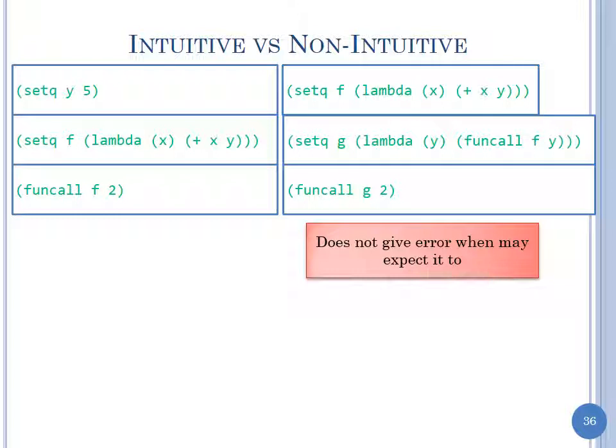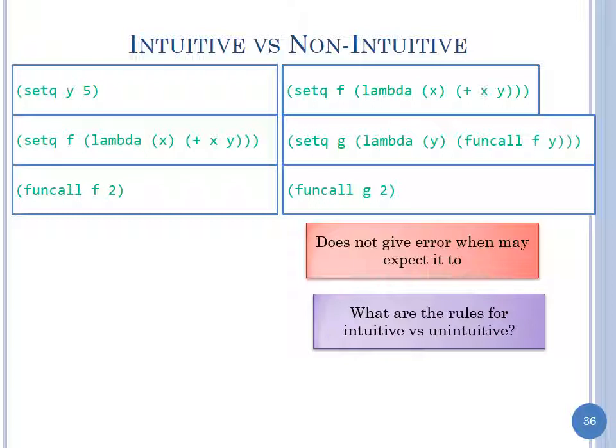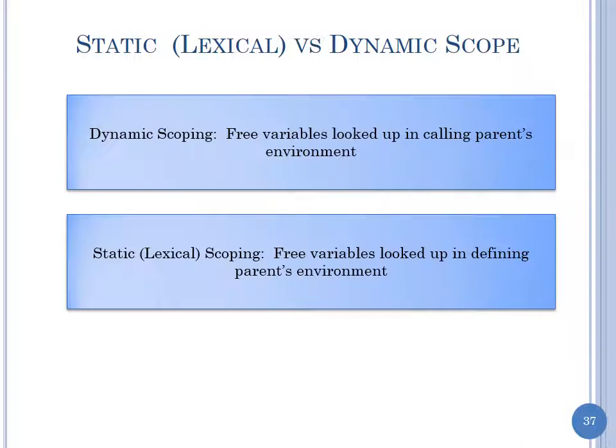Okay, because we don't expect that y's value to be used. We expect somebody to be saying that, hey, you shouldn't be relying on the caller naming the variable the way you expect it to. That's what we expect from history. And so what are the rules for intuitive versus unintuitive? So this is where we are going to the rules: when you have a free variable, do you look it up in the calling parent's environment, or do you look it up in the defining parent's environment?